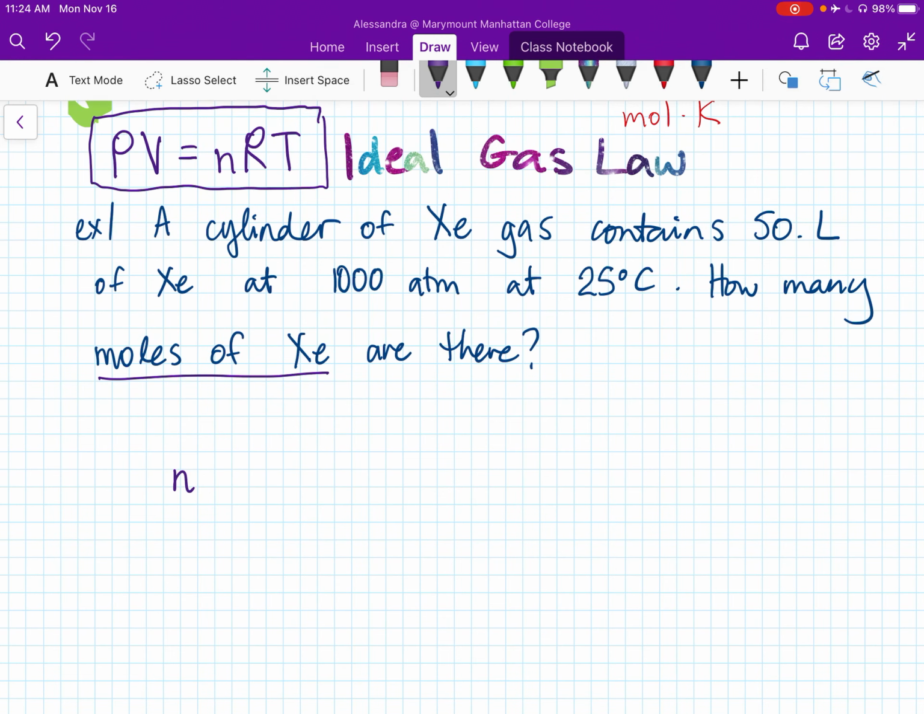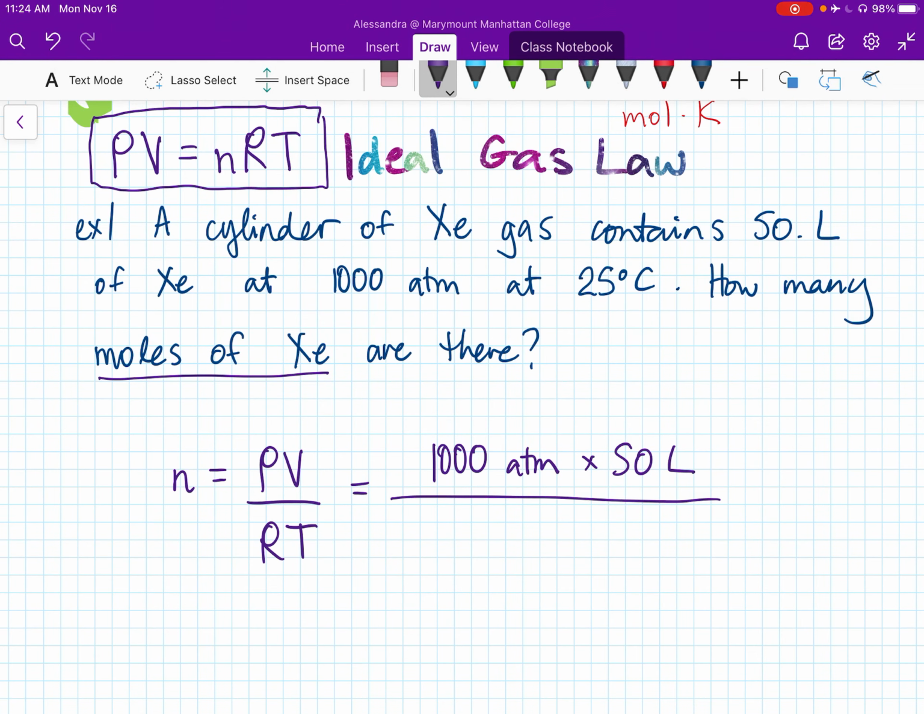So let's rearrange the ideal gas law to solve for N, the number of moles of gas. Rearranging the ideal gas law, N is going to be equal to PV over RT. And I have 1,000 atmospheres of pressure. I have 50 liters as my volume. The gas constant is 0.08206 liter atmospheres per mole Kelvin. And the temperature, 25 degrees, must be converted to Kelvin. Okay, so I add 273, and that's going to give me 298 Kelvin.